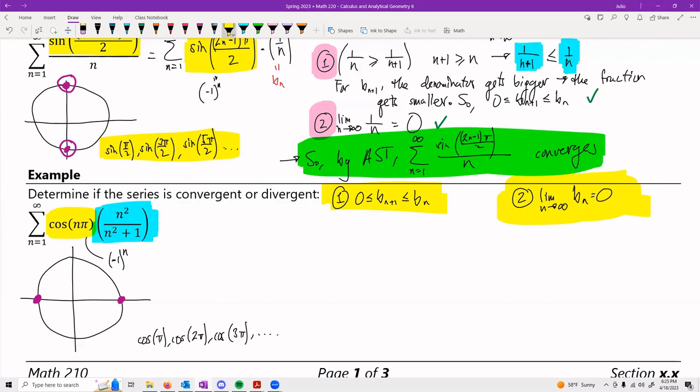Okay, so let's go ahead and try to prove number 1, and we'll see maybe something goes wrong, maybe something doesn't. So let's start off with number 1. We have to show 0, b_{n+1}, b_n. So let's go ahead and try to prove some of this stuff.